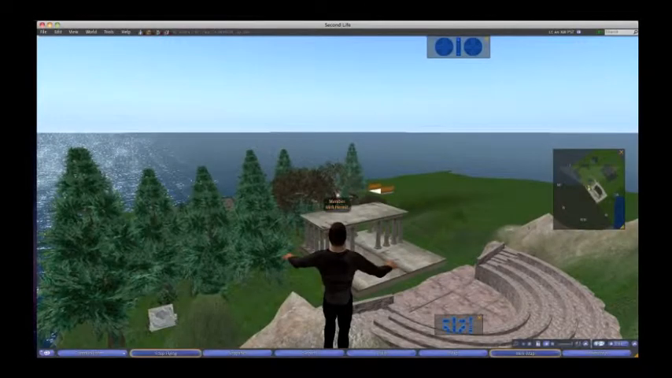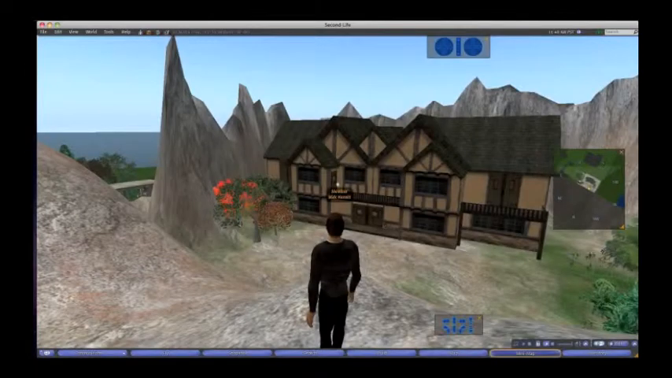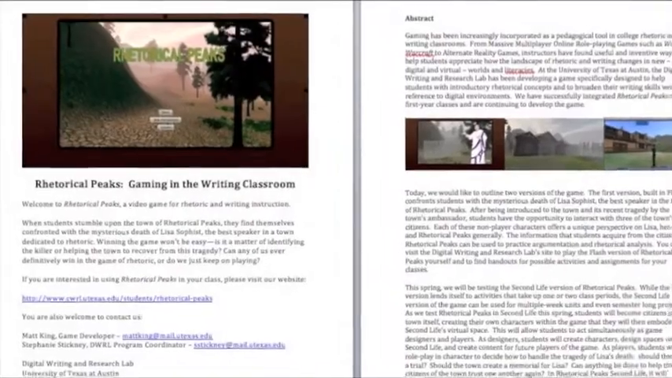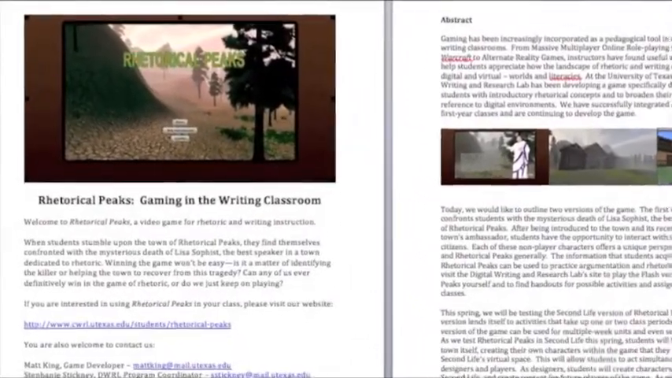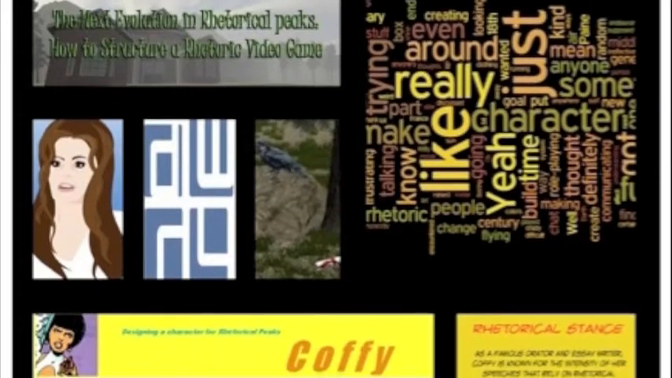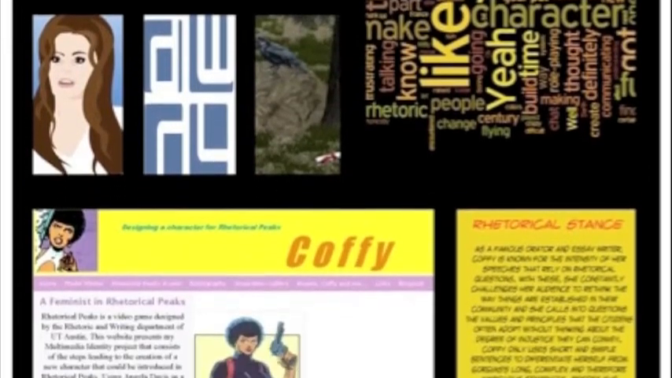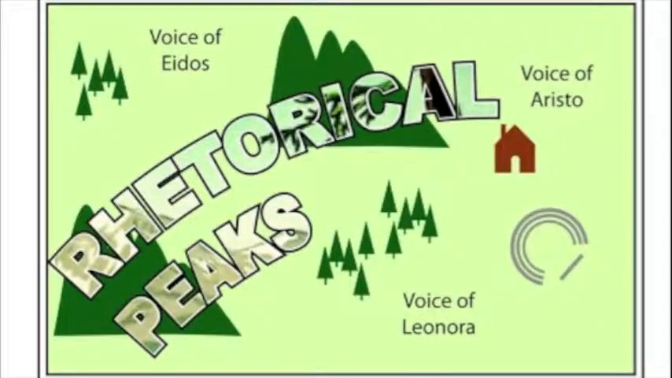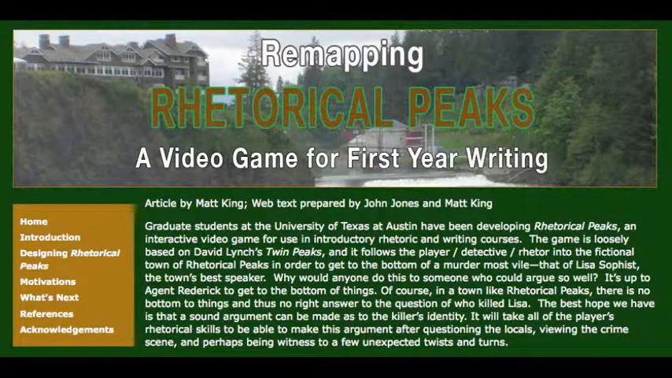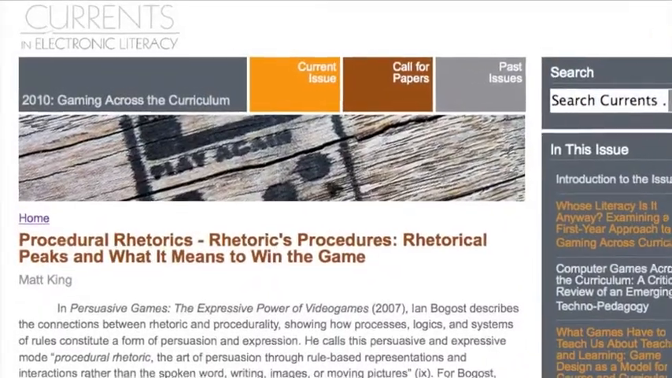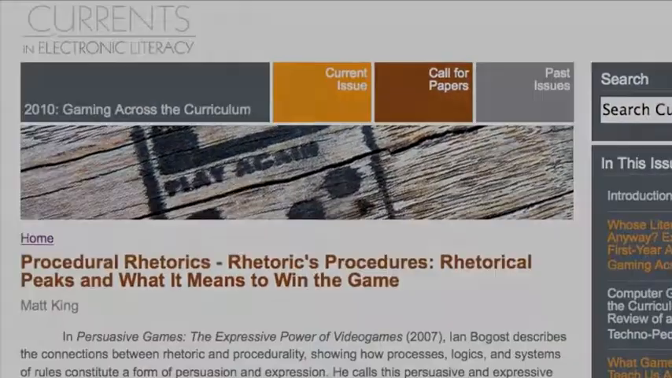As these various iterations of Rhetorical Peaks have been developed and tested, the project group has produced several presentations and publications on the game. Papers on Rhetorical Peaks have been presented at the Conference on College Composition and Communication, the Modern Language Association, the Rhetoric Society of America, and the Humanities Gaming Institute. Articles on the game have been published in Computers and Composition Online, in the Proceedings of the Special Interest Group on Design of Communication, and in Currents in Electronic Literacy.